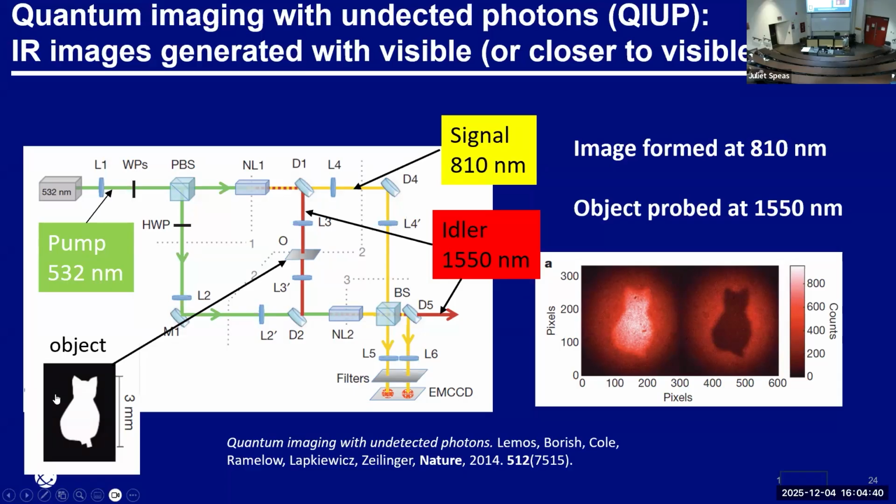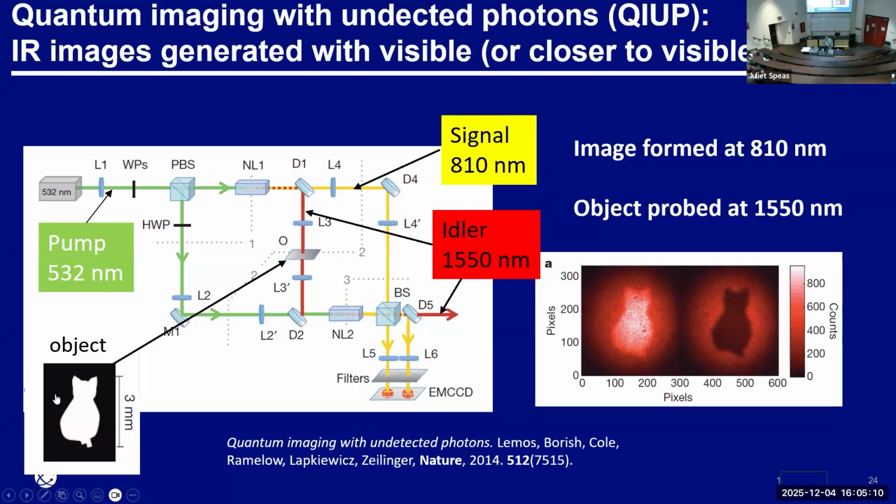Your signal photons come out of your nonlinear crystal. They can come off a dichroic, come through here. In this experiment from 2014, their signal photons were at 810 nanometers. Their idler were at 1550. And what you find out is that you can form an image of this object with the signal beam, even though, again, the signal beam never goes through or samples your object. Only the idler beam does.